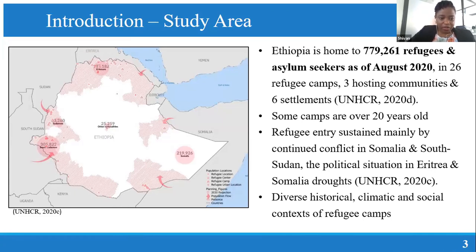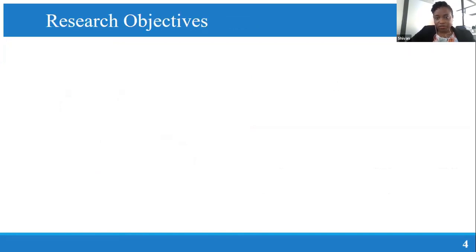And we have refugee entry sustained in the east, mainly by the political unrest in Somalia and also droughts in Somalia, with refugees coming in through the east and the southeast. And in the west, we have the political situation in South Sudan that intensified from 2013 onwards. And also in the north, we have a political situation in Eritrea that causes refugees to flow into the country. So as you can see, the neighboring countries are all having refugees enter Ethiopia, which has become a home and has created an enabling environment for refugees.